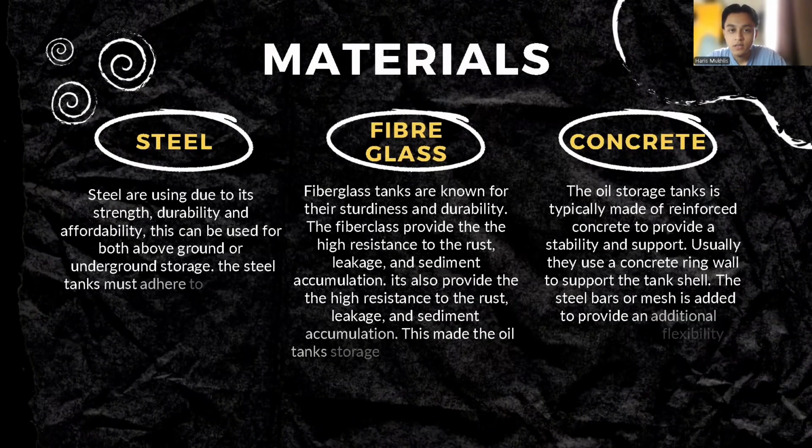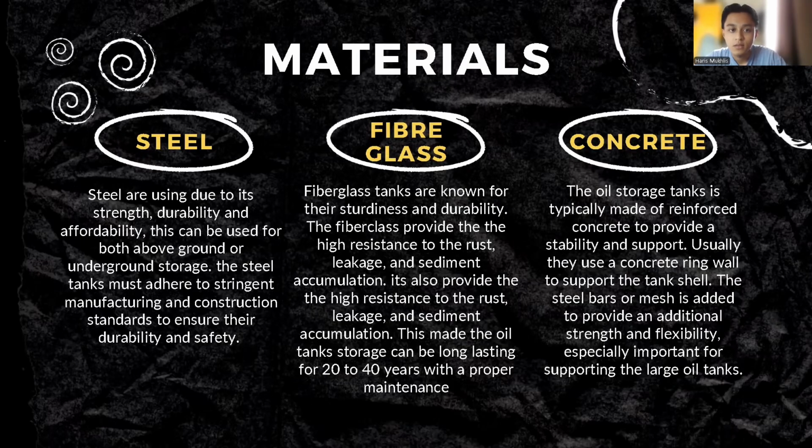And the last one is materials. The first material, we are using steel for the structure. Steel is used due to its strength, durability, and affordability. This can be used for both above ground or underground storage. The steel tanks must adhere to stringent manufacturing and construction standards to ensure their durability and safety.